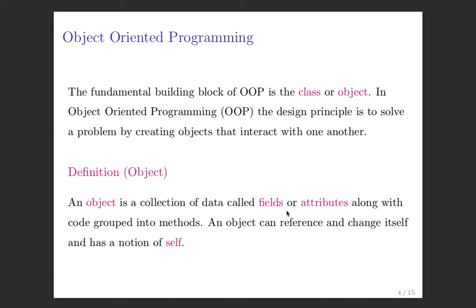An object is a collection of data called fields or attributes. The fields and the attributes are the persistent state memory, along with code grouped into something that we call methods. So an object doesn't have a function, an object has a method. We can take an object, which has fields and methods, and pass that to a function. So make sure to keep this terminology separate. Objects have state memory called fields and attributes, along with instructions that they can carry out called methods. And outside of objects, we have these things called functions, which take anything and return something.